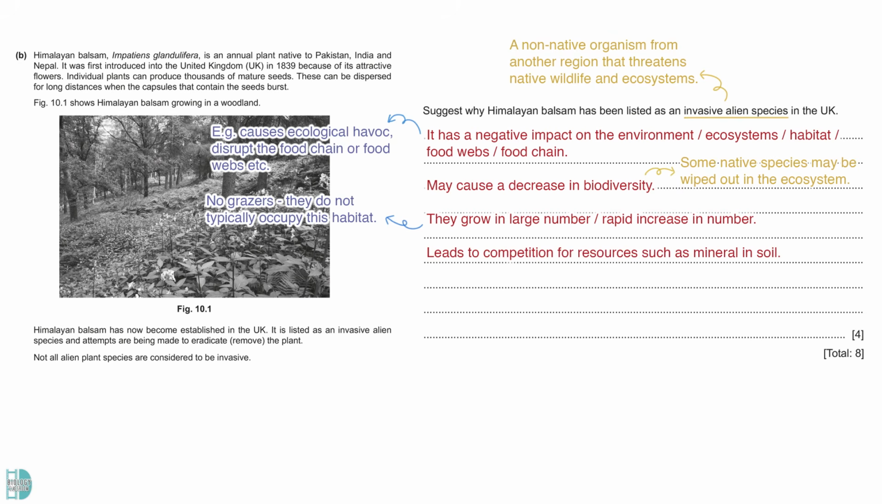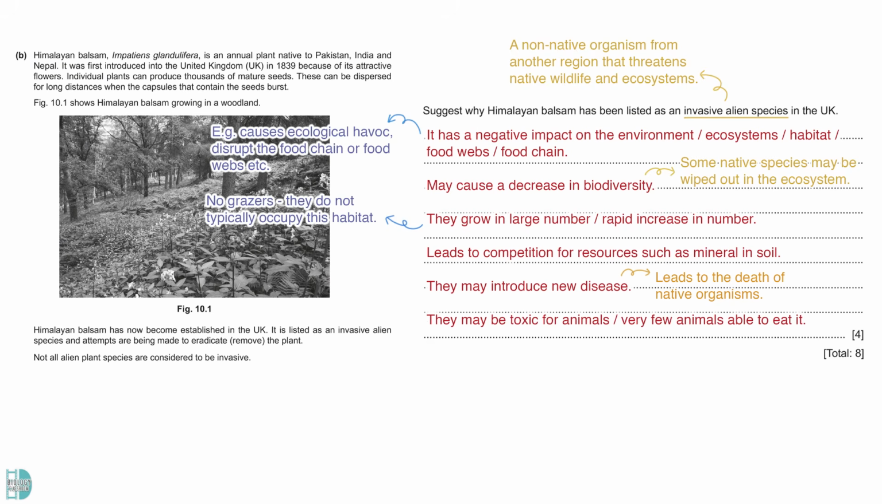Invasive plant species can compete with native plant species for resources, such as minerals in the soil. Sometimes, they introduce new diseases to the ecosystem. This can lead to the death of many native organisms. They may also be toxic to animals. Some animals may consume them accidentally and die.